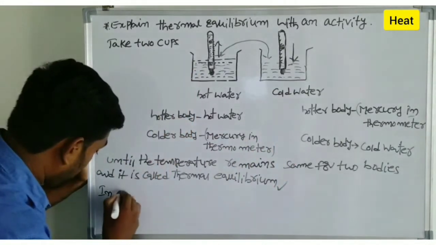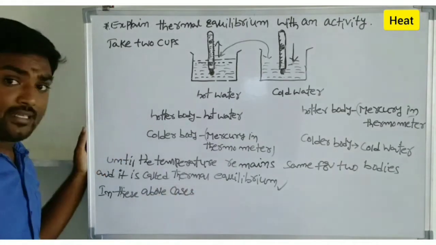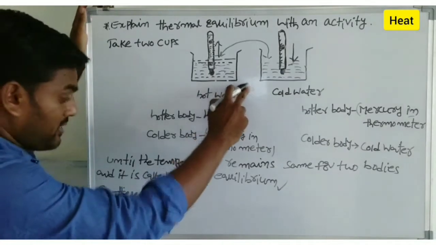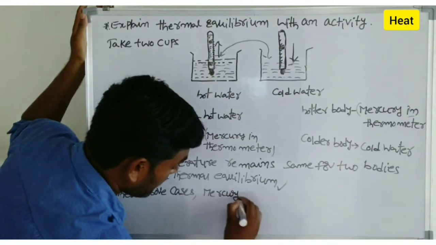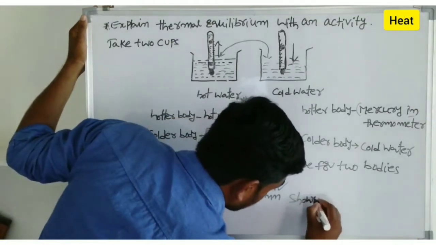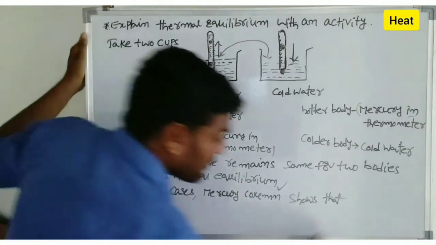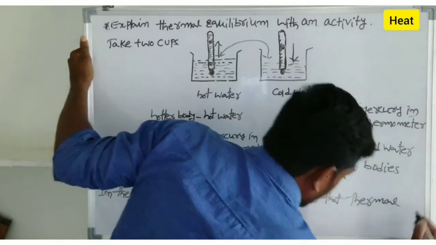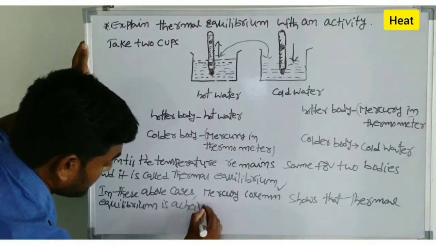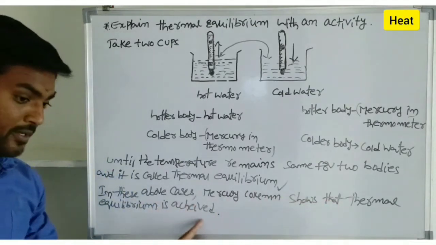In the above cases, the mercury column shows that thermal equilibrium is achieved. In the above cases, the mercury column shows that thermal equilibrium is achieved.